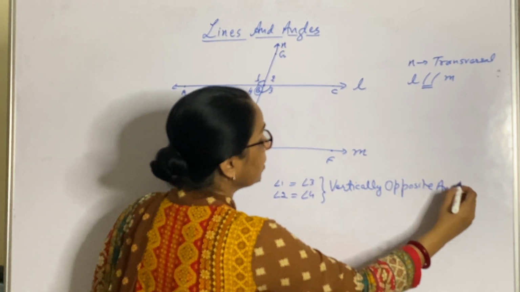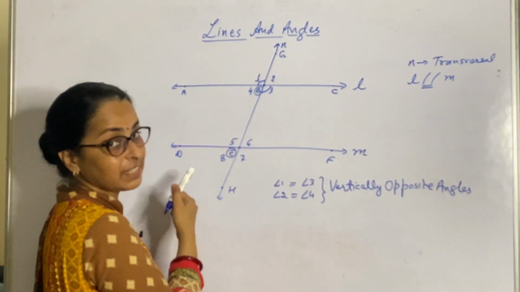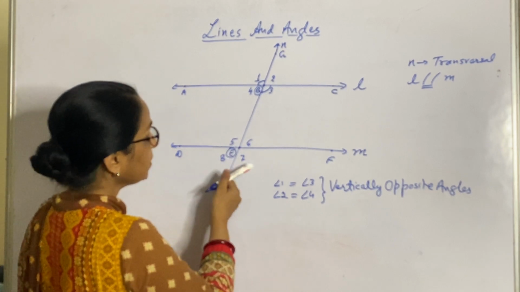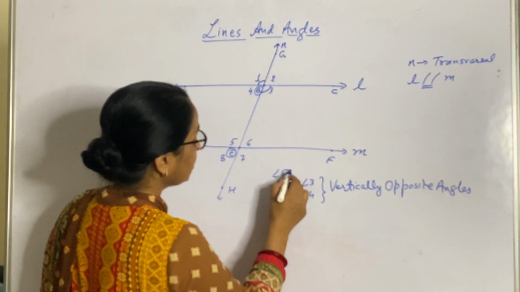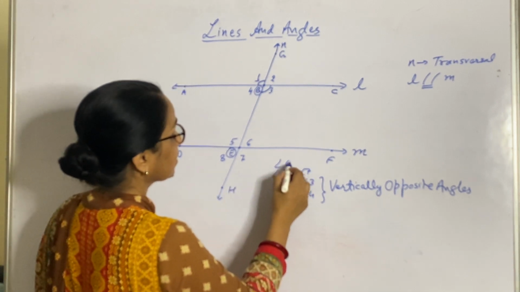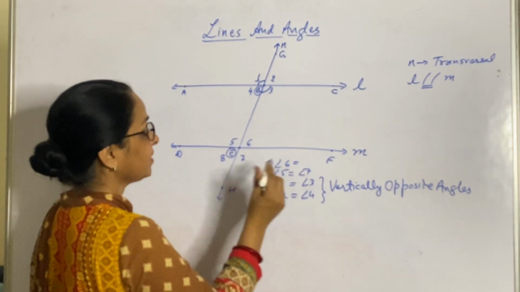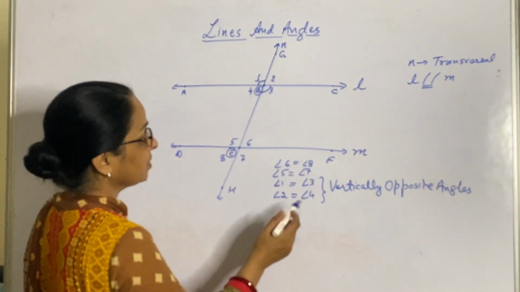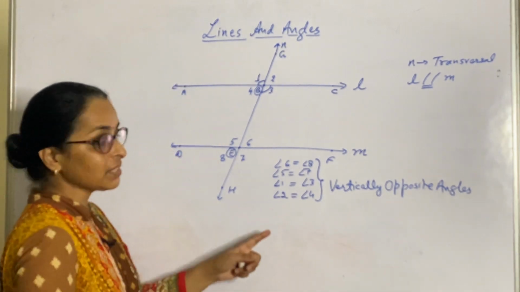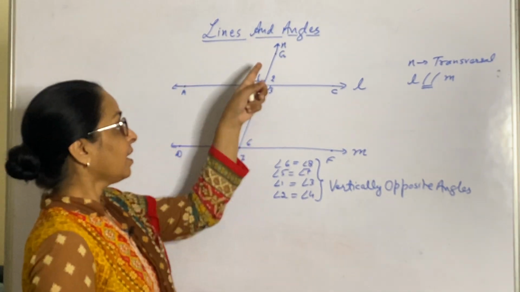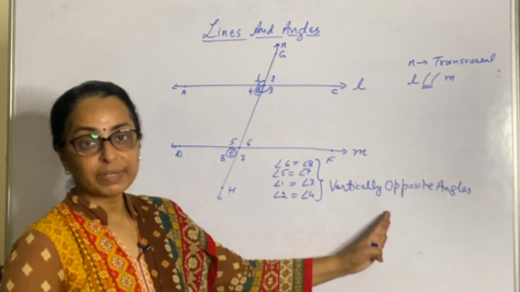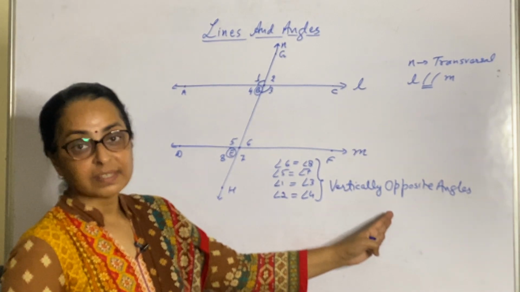Right? Now same way you can tell me about the vertically opposite angles at point E. What will that be? Angle 5 will be equal to angle 7, and angle 6 will be equal to what? Angle 8. Okay, so this way we have got 4 pairs of vertically opposite angles when two parallel lines are intersected by a transversal. That is the simplest case, vertically opposite angles.